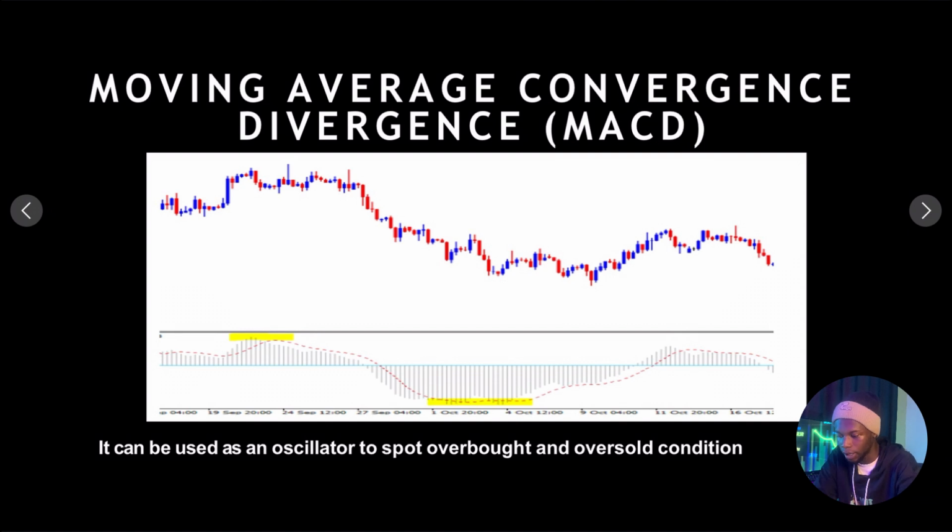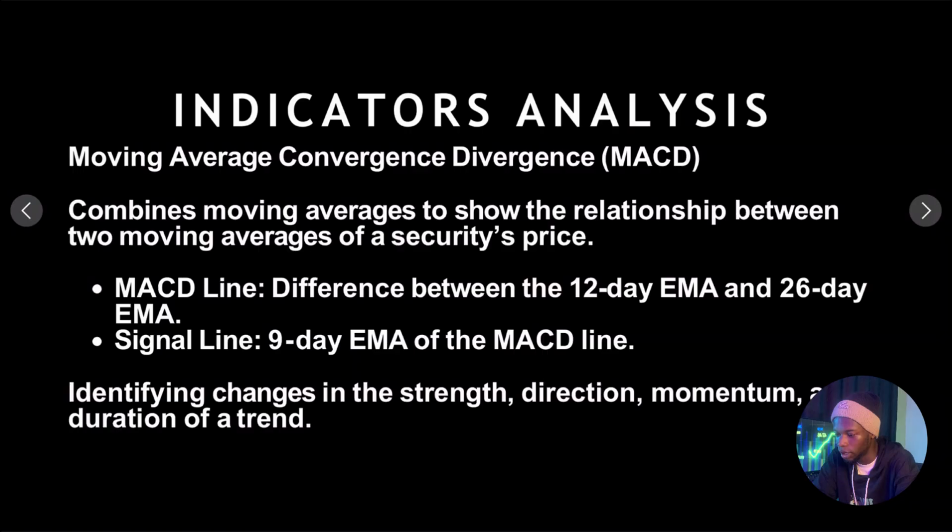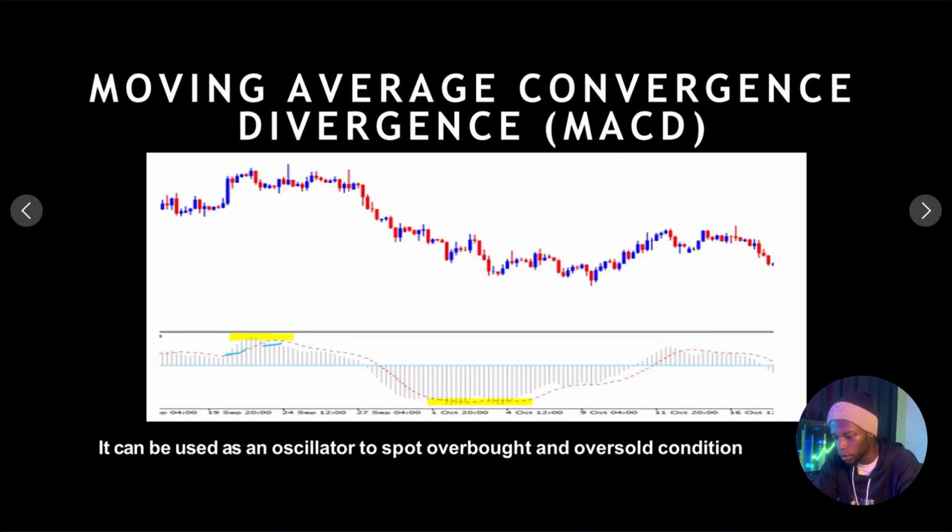So this is how the MACD looks here. As you can see, this one right here is the MACD. It has a kind of oscillator right here. They call this line the oscillator, and that is the relationship between the 12-day and the 26-day moving average, while the red dotted one right here is the signal line.